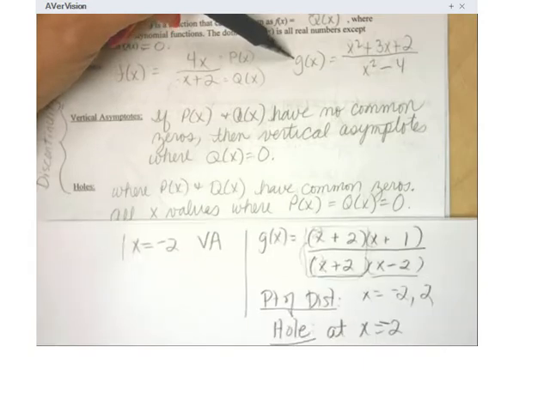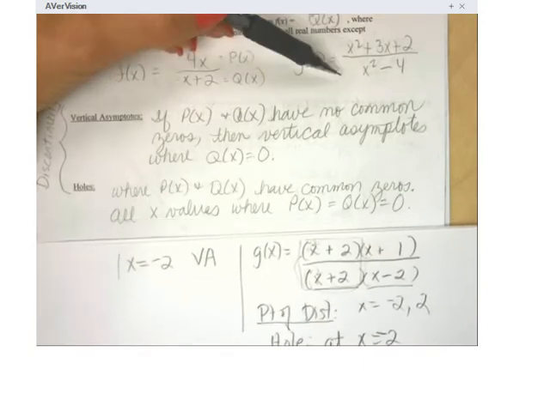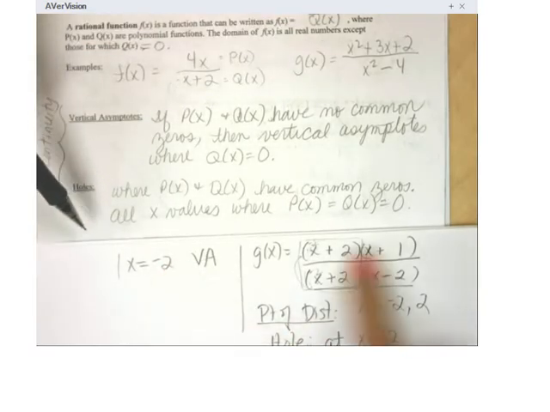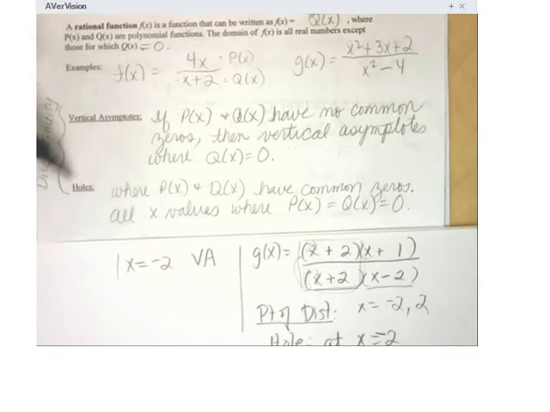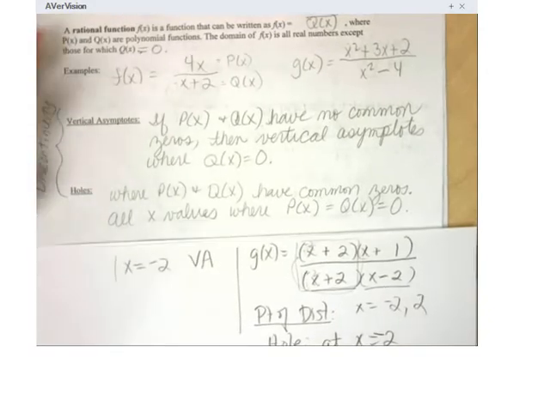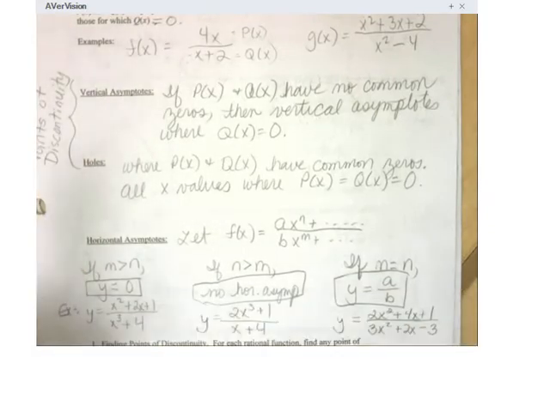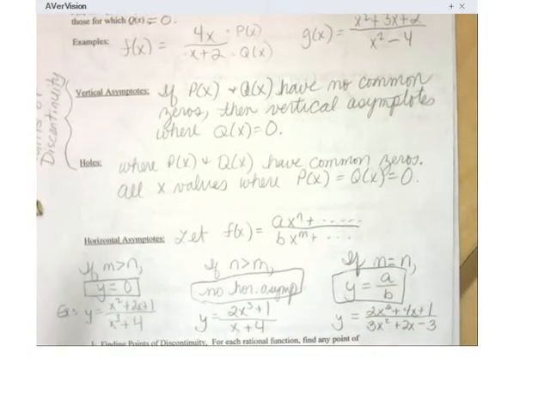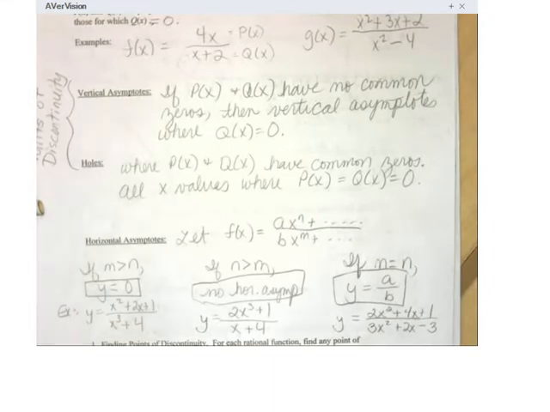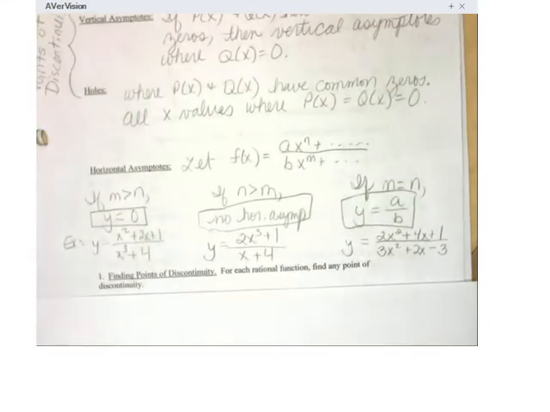However, when our numerator and denominator have a common 0, which is the case with our g of x function up here, where negative 2 caused both the numerator and denominator to turn to 0, then those values are going to be the location of where we have a hole. And we'll get more into, again, that information as we look at a few further examples.